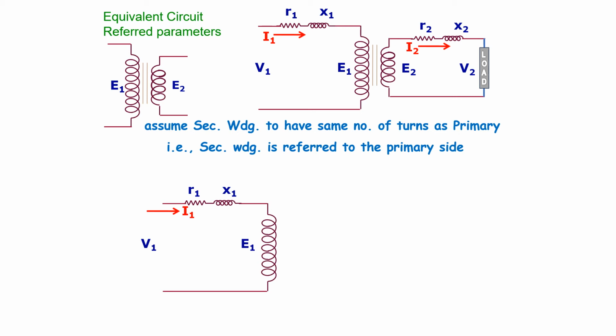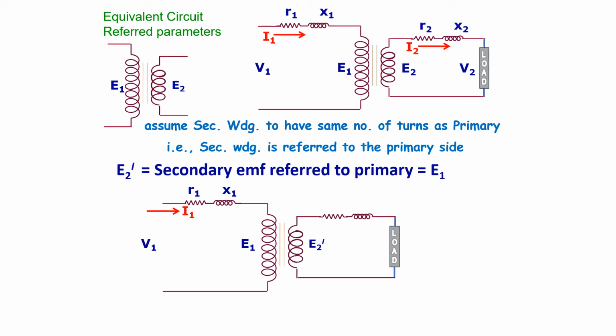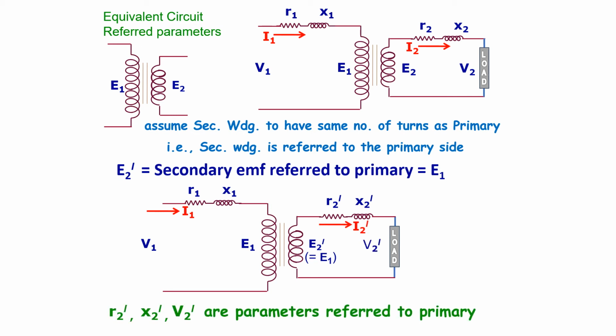The primary parameters are written as they are. Coming to the secondary circuit, the EMF is written as E2 dash. E2 dash is the secondary EMF referred to the primary, which is equal to E1. When the EMF is referred to the primary, all the other parameters should also be written as the referred quantities. Here, R2 dash, X2 dash, V2 dash are all the parameters referred to the primary circuit.